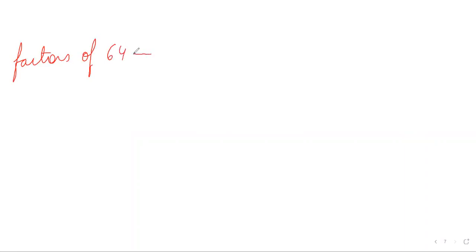So first we will be writing 1. Then last should be 64. First is the 1 and last is the number. So if I divide it by 2, I can divide it completely. So first factor is 2.